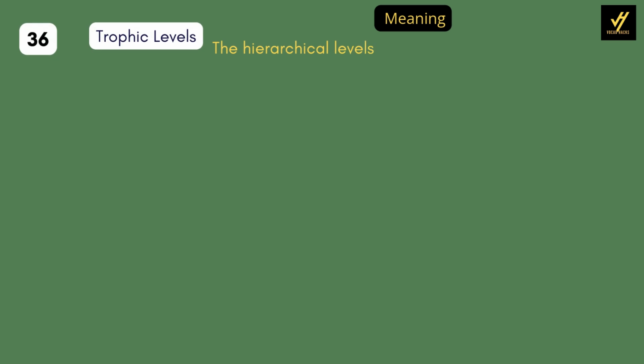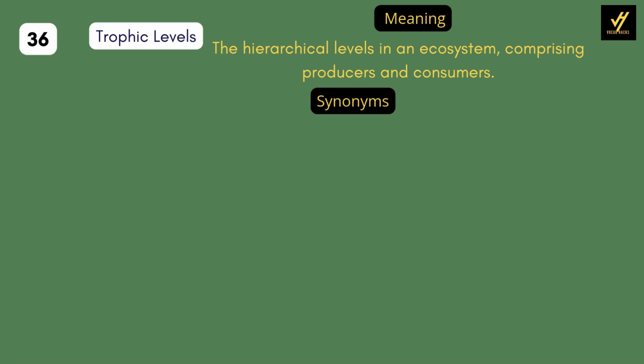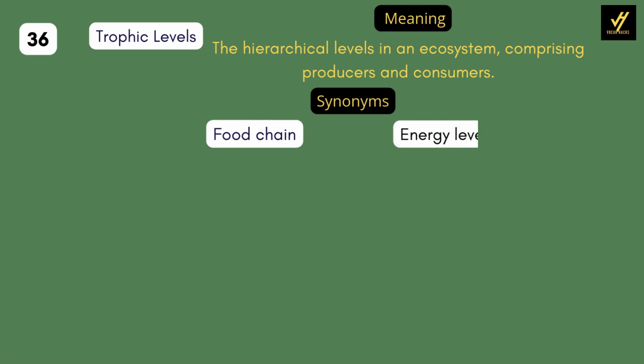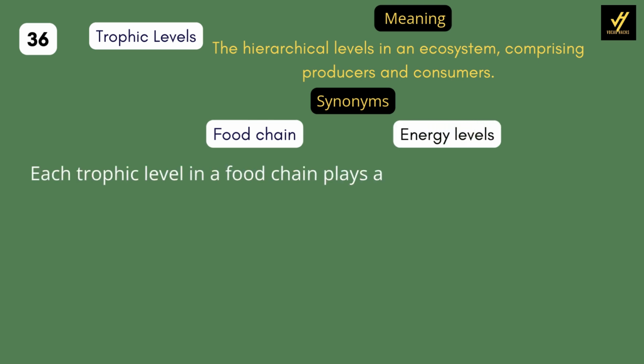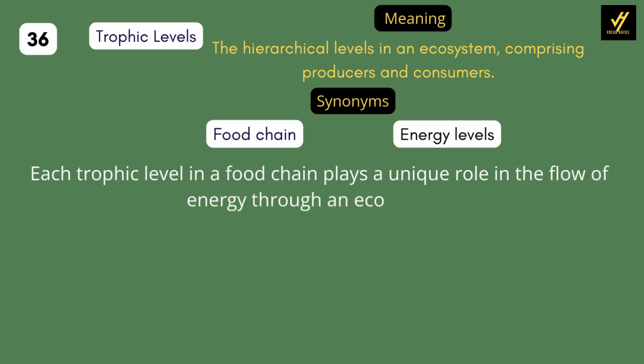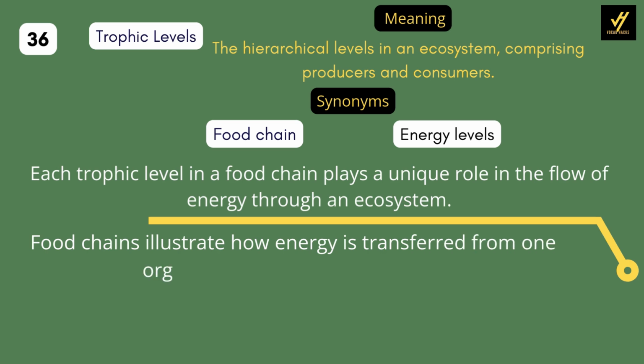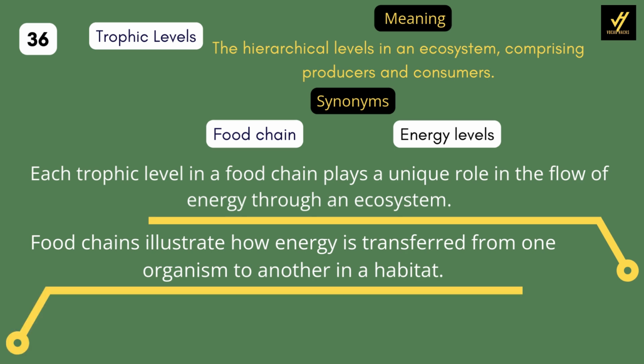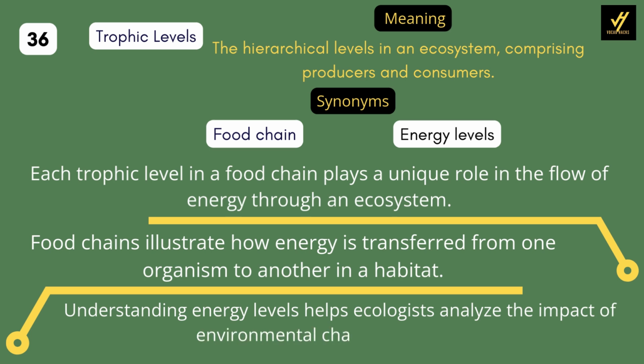Trophic levels, the hierarchical levels in an ecosystem, comprising producers and consumers. Food chain, energy levels. Each trophic level in a food chain plays a unique role in the flow of energy through an ecosystem. Food chains illustrate how energy is transferred from one organism to another in a habitat. Understanding energy levels helps ecologists analyze the impact of environmental changes on wildlife.